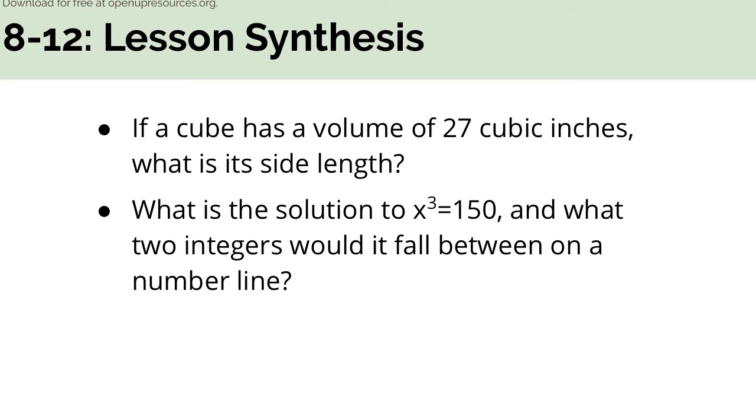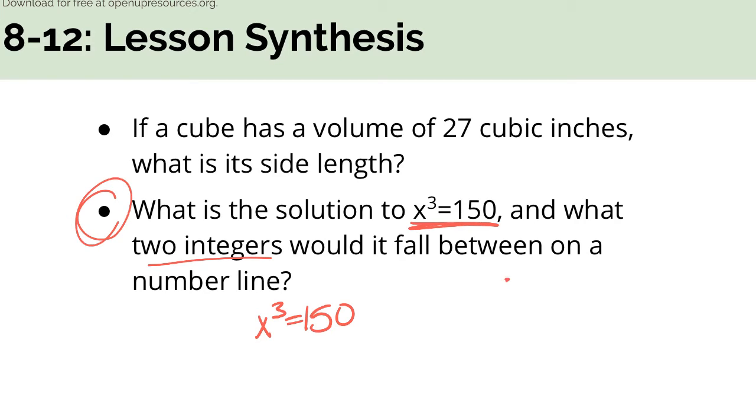In your lesson synthesis, I want to just talk about the second question and take some notes, guys. On this, what is the solution to x cubed equals 150, and what two integers would it fall between on a number line? This is our goal with cube roots, just being able to reason through where they would fall on a number line. So I know that if x cubed equals 150, I'm looking for what number times itself 3 times gets me 150.